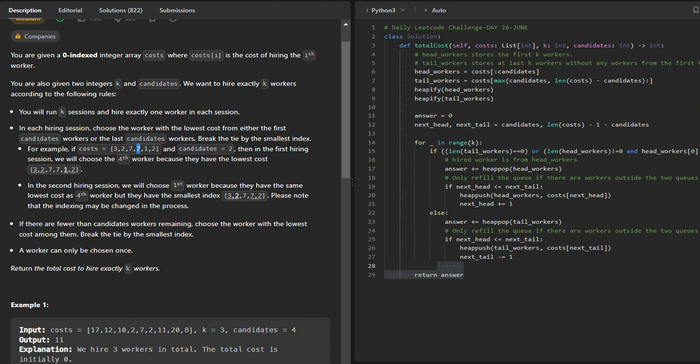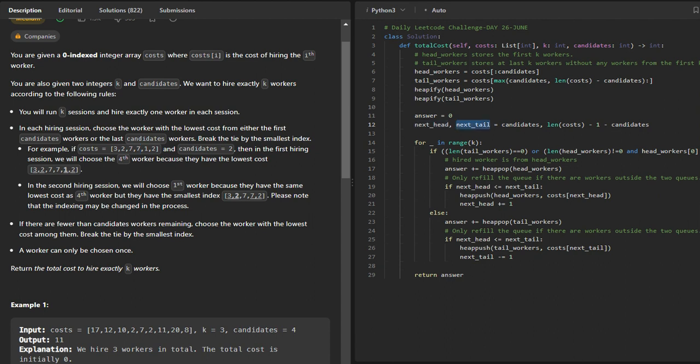To ensure 7 is inserted, I need to mark some pointers there. So the next head will ensure that the element to the exact left of the current one is pointed to. For example, the first two workers are initially inserted in the head workers, so the exact next element will be pointed by next head. Similarly, 1 and 2 will be inserted in my tail workers, so the exact element which is left, which is 7, will be pointed by next tail. That is the basic idea.